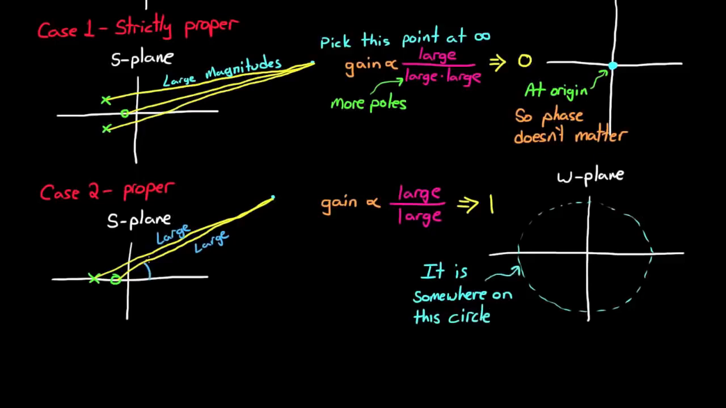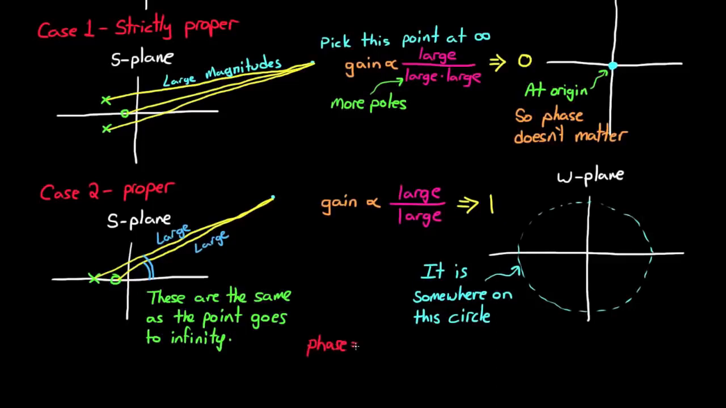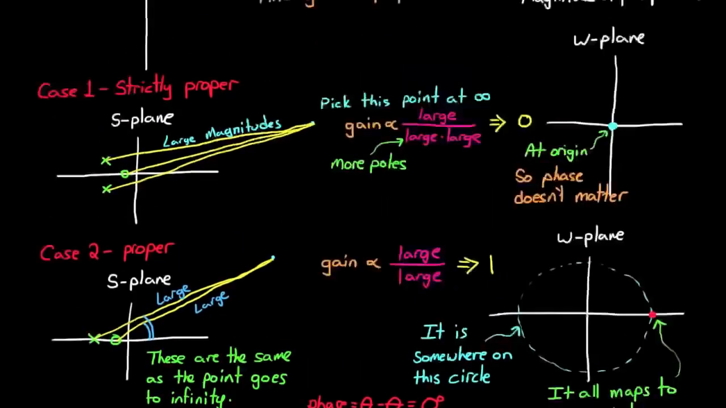Well, the angle for both of these phasors approach the exact same value as s goes to infinity. So when you subtract the pole angle from the 0 angle, you always get 0 degrees, which means that this entire line maps to a single non-zero point on the real axis. So it maps to 0 for strictly proper systems, and a non-zero but positive real number for non-strictly proper systems.